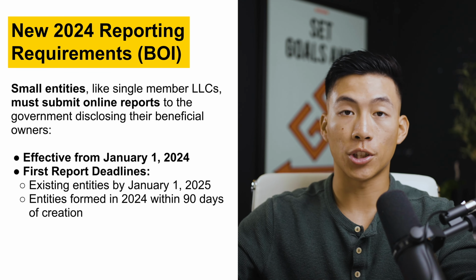Next is filing your taxes with the government. So most LLCs are going to file one of these two forms with the government. And this is going to depend on whether or not you're a multi-member LLC or a single member LLC, which is also known as the Beneficial Ownership Information Report.